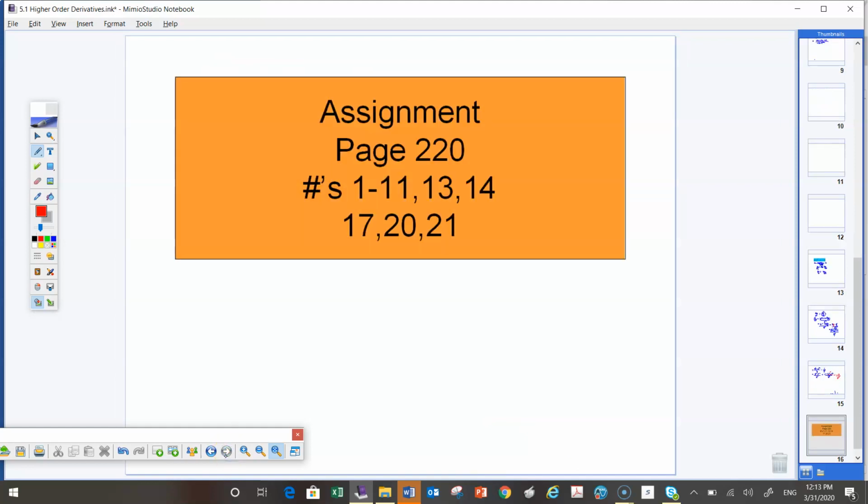Okay, that concludes our lesson on second derivatives. And again, there's quite a few questions there, so if you find that you understand this material quite easily, you can just do a few of them. You don't have to do them all, but there are some there for you to practice. And again, the answers are posted on the webpage. Take care.